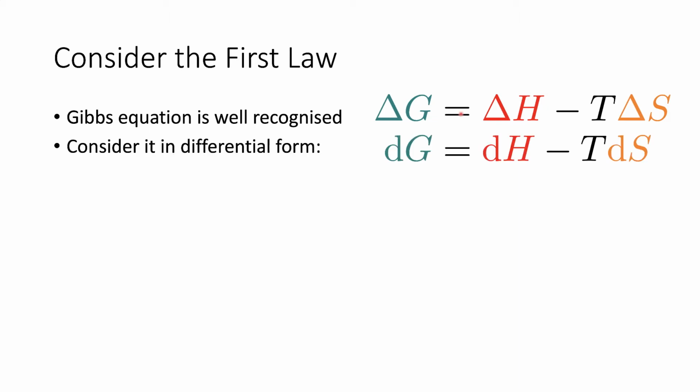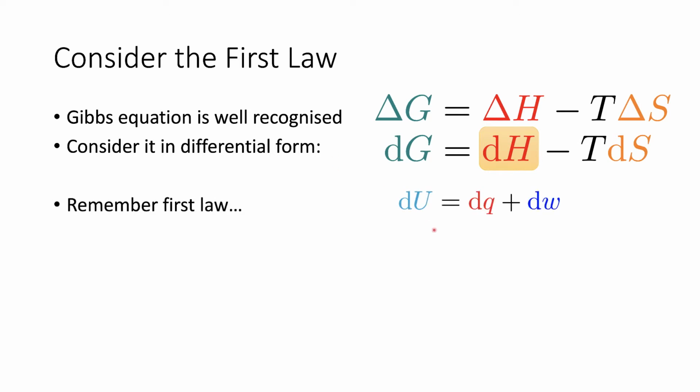Let's consider it in differential form. This simply means that rather than considering a macroscopic change, which is what the big delta means, we're looking at a tiny infinitesimal change, this little d. And we're going to look first at the enthalpy change. So remember the first law. The first law said that the change in the internal energy was the sum of the heat flow and the work done on the system.